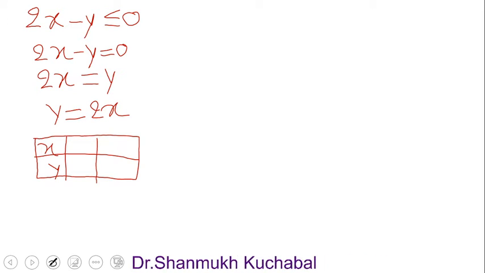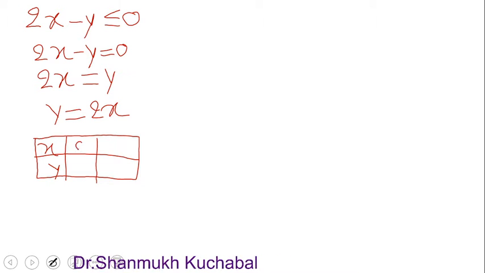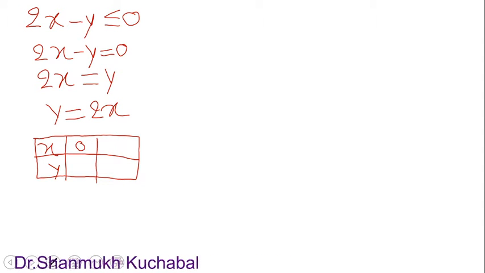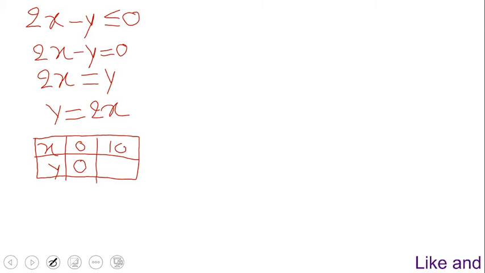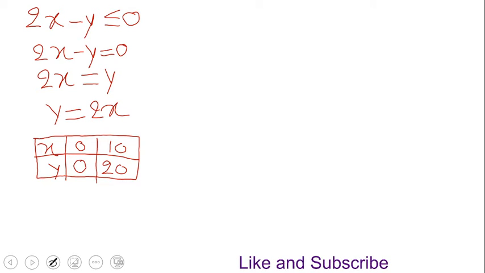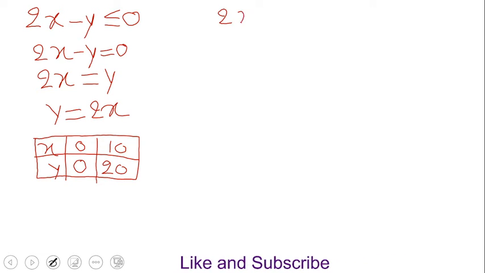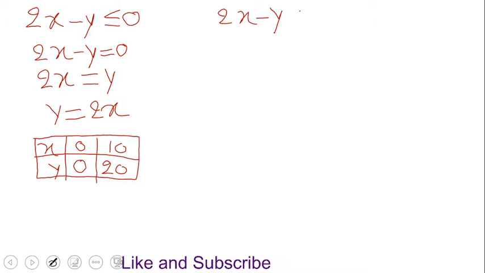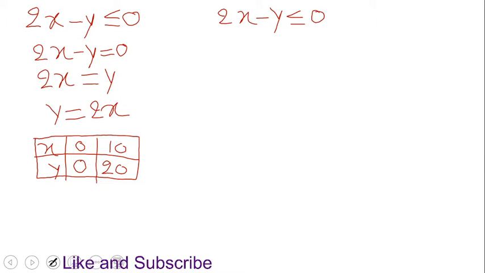Now I take x equal to 0, 0 into 2, we will get y equal to 0. Similarly I take x equal to 10, the next sharp value, 10 into 2 is 20, so y we get as 20. Further, we will take an inequality, 2x minus y less than or equal to 0.